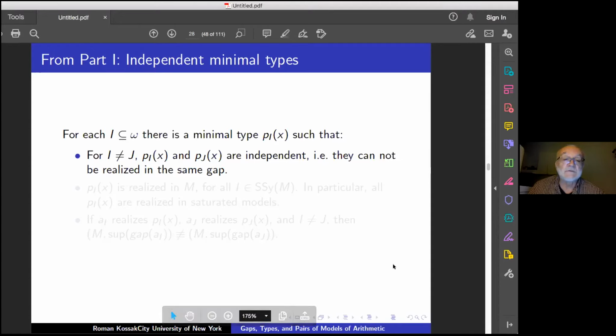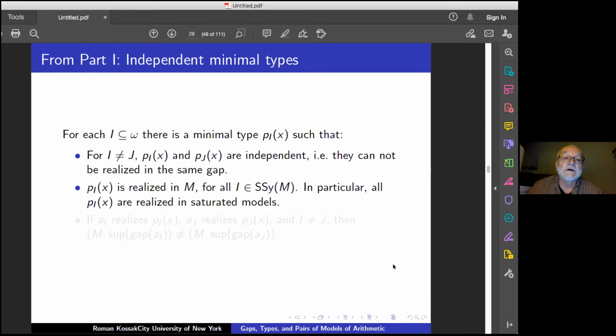And with the following properties: if the types corresponding to different sets of natural numbers are independent, there is an original definition of what independence means here, but for us it simply means that those types cannot be realized in the same gap of any model. And the connection to recursive saturation is that if the set I is in the standard system of the model, then the type is realized.